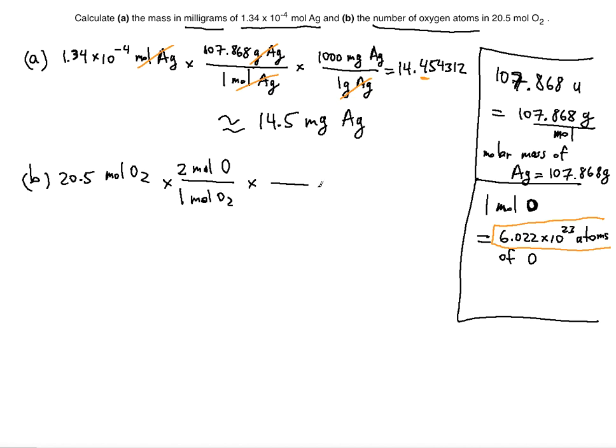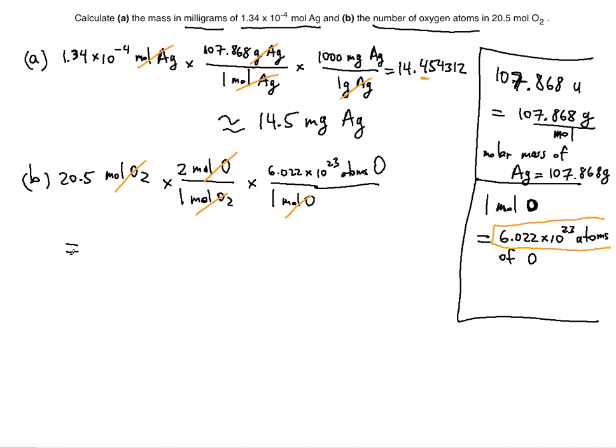And then we need to convert from moles to atoms. We know that 1 mole of O is equal to 6.022 times 10 to the 23rd atoms of O. And that's it, right? That way these two cancel out and these two cancel out, and we will have what we need.